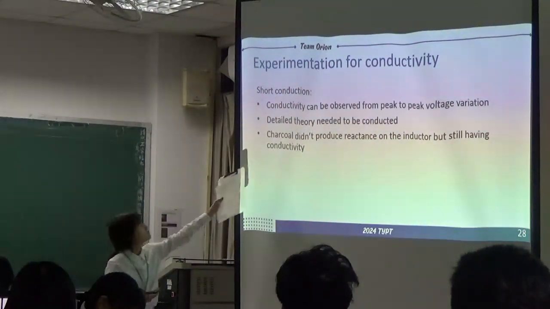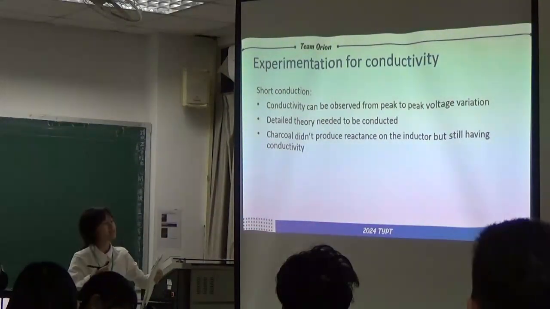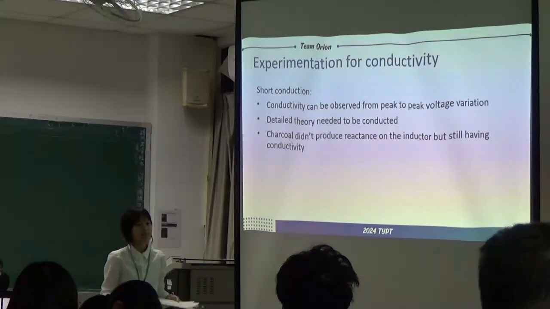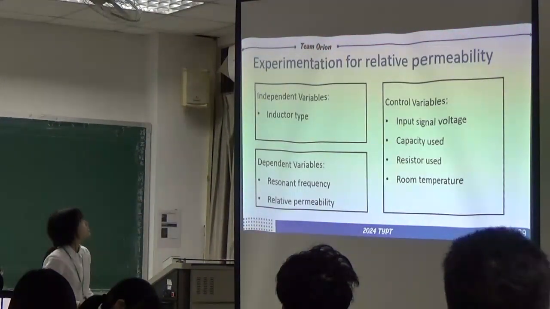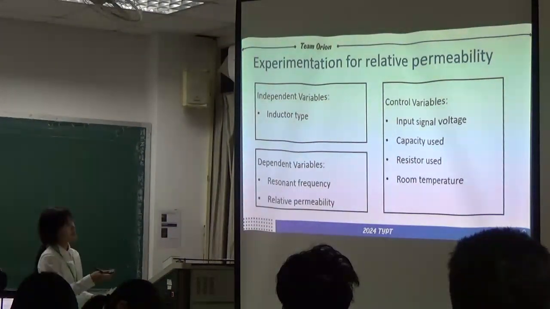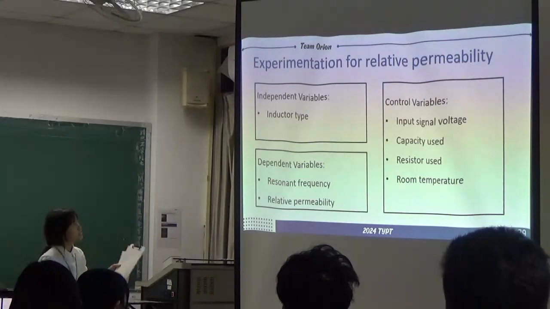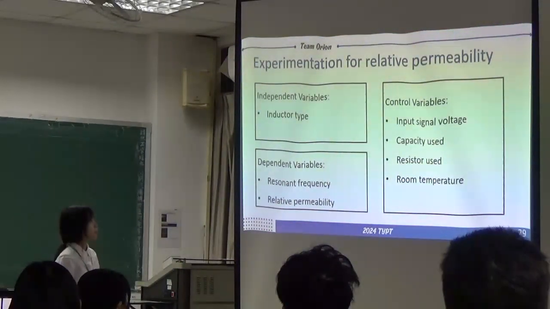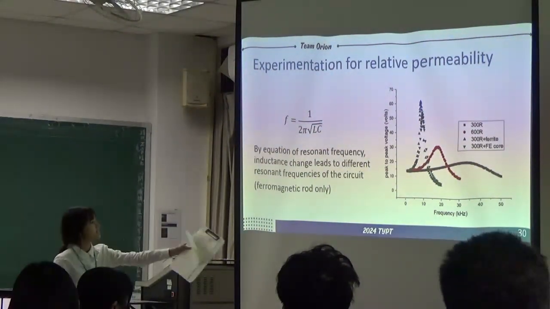When the coral didn't produce reactance, it's because its chemistry shifts, because it is a layer and a layer instead of a 3D shape. Next is the experimentation for relative permeability, and our independent variable is the inductor type. So this is our formula, and this is our chart.